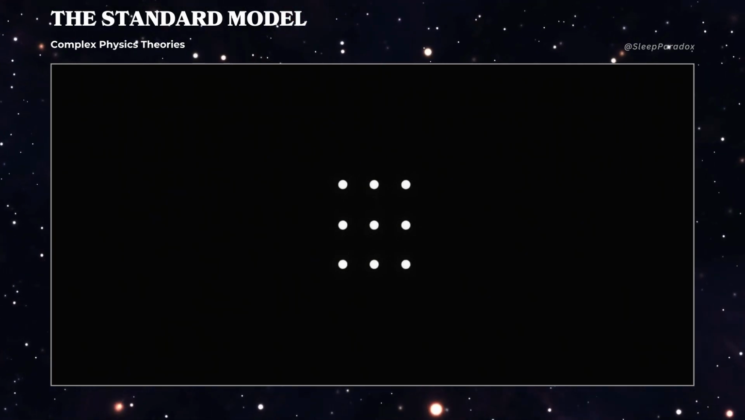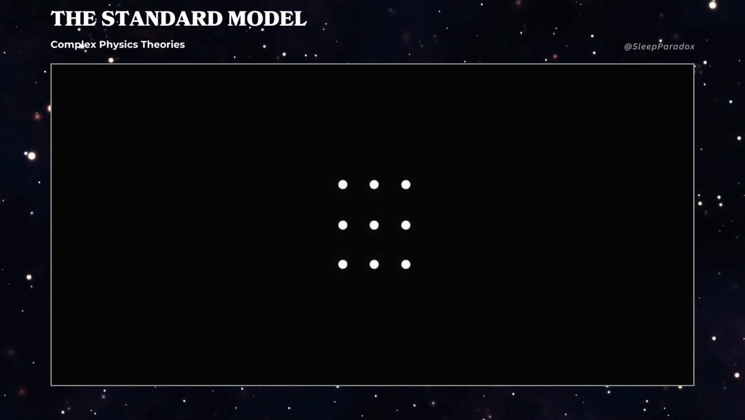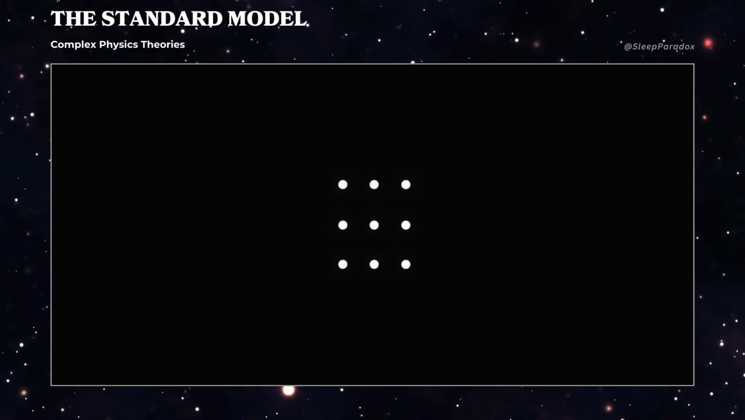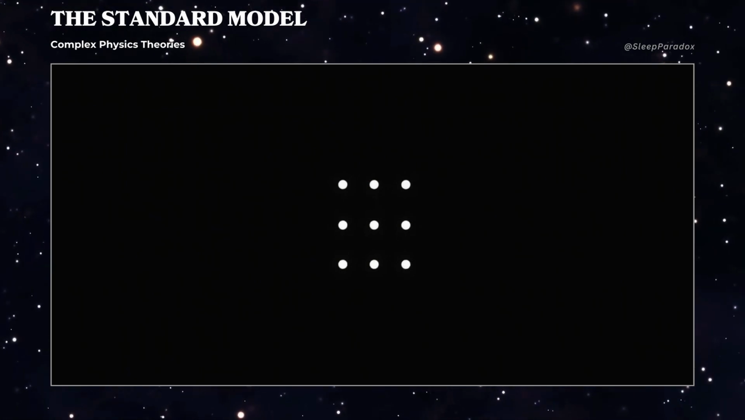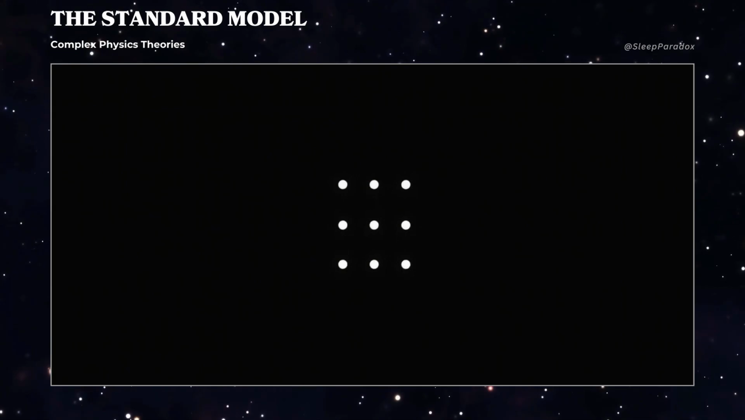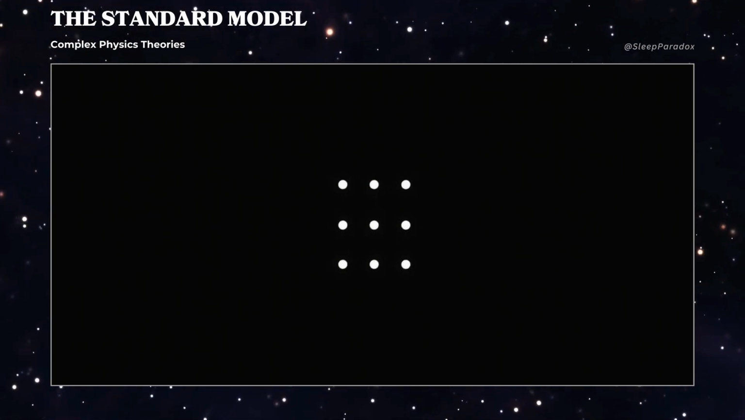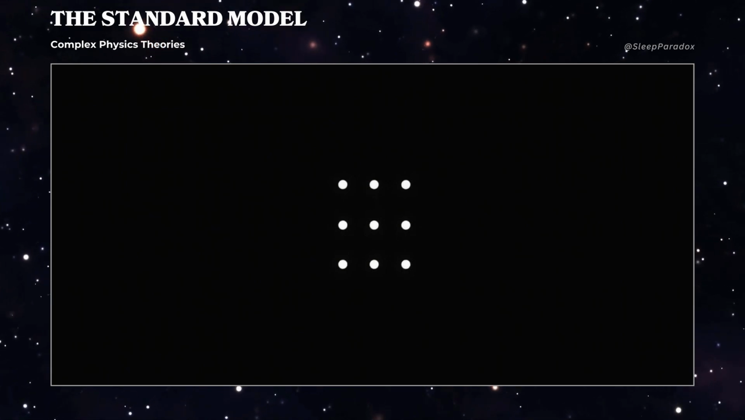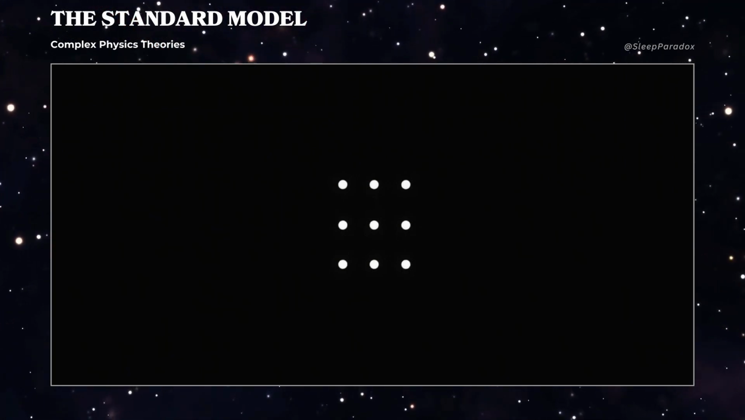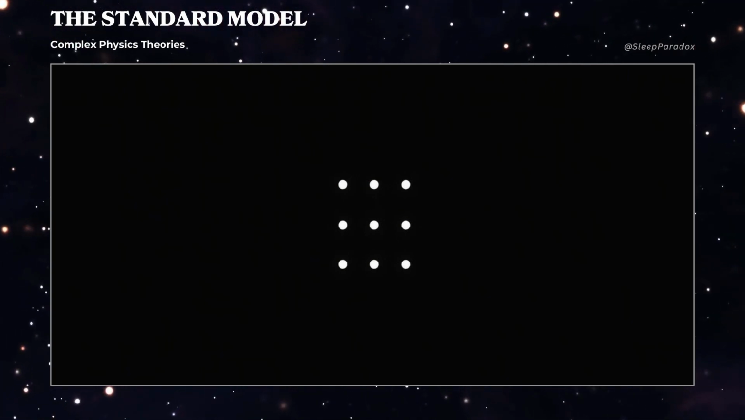In total, the theory includes a set of particles known as fermions, force carriers called bosons, and one special particle that gives others mass, the Higgs boson. Let's start with matter. All matter is made of fermions, which come in two categories, quarks and leptons. Quarks are what make up protons and neutrons. Leptons include electrons, as well as the less familiar muons and tau particles, plus their ghost-like cousins called neutrinos.